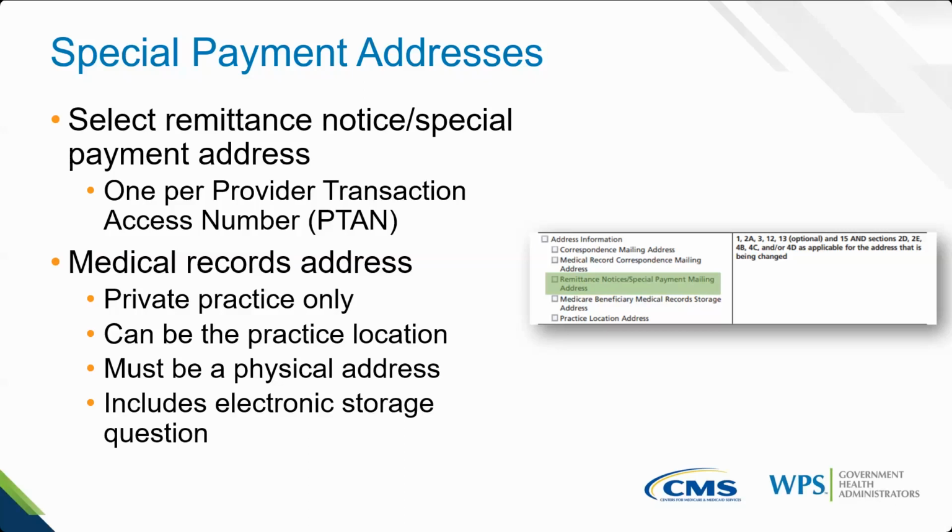In this section, the paper form and electronic, it does also ask about medical records address. This again is for private practice individuals only. It can be the same as the practice location. This has to be a physical address, and there is a question about electronic storage. So if all of your records are electronic, there's a box, you'll say yes. It'll ask about the vendor name. We're not looking for the URL or how to access the system. They're just asking for that vendor name, and just so that we know how those records are stored, should they be needed for claims.